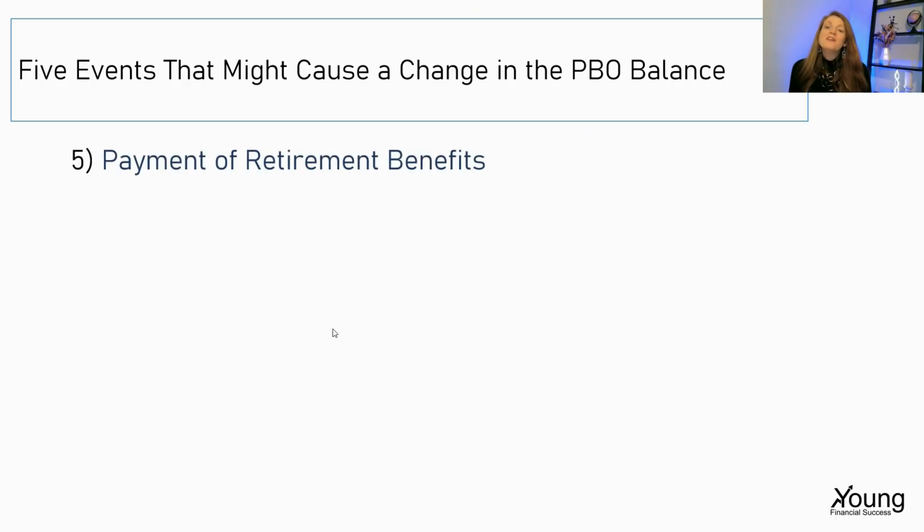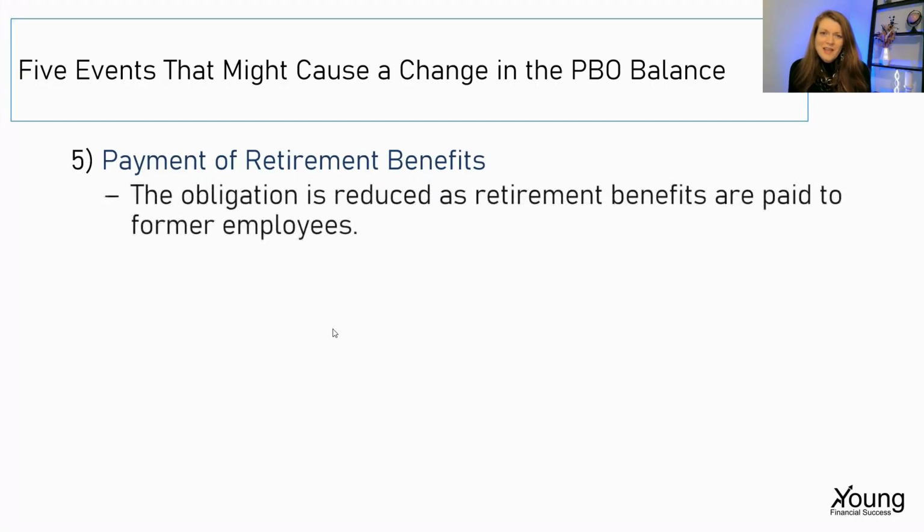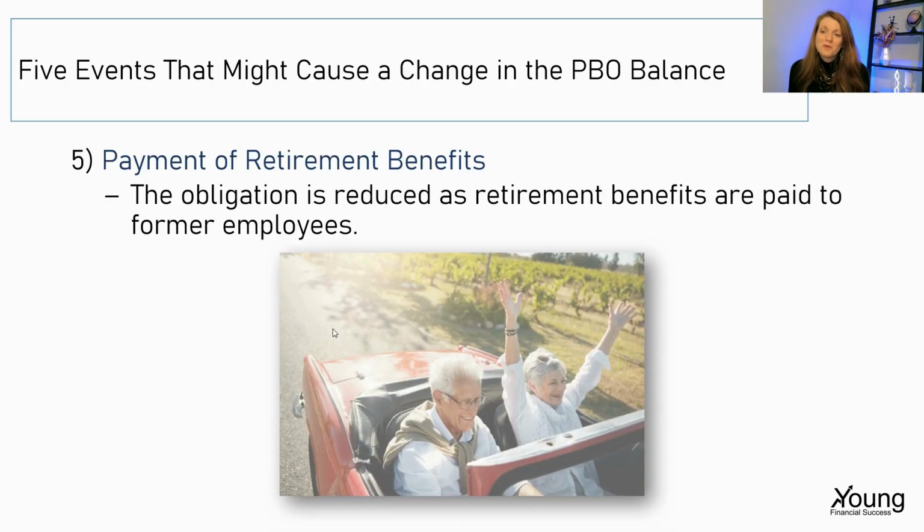Payment of the retirement benefits. At some point, we are going to actually be paying out our employees. So we have more employees. We don't just have Maria. We have other employees as well. So this is where we are going to take the obligation, and we are going to reduce it as we actually pay out former employees. So they're living their best life. Look at them. They're fantastic.